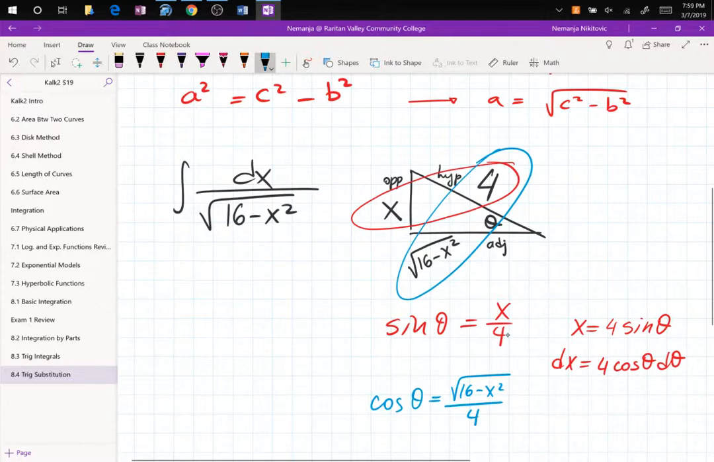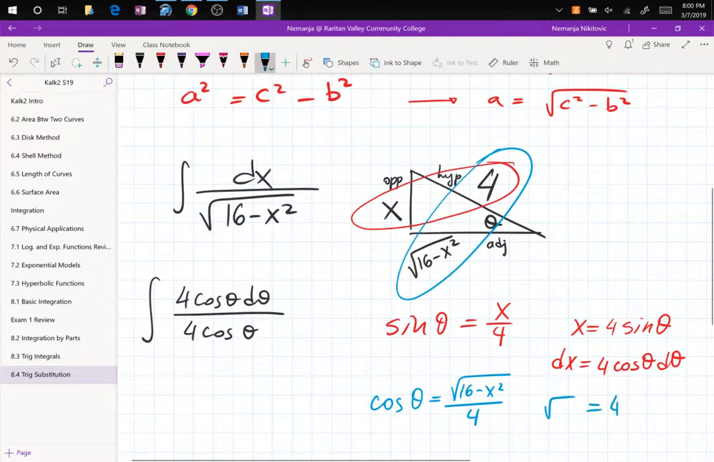Plug in! Integral, what's dx? 4 cosine theta d theta. What's the square root? The square root is 4 cosine theta, when you flip it. Oh, did I pick the nicest problem in the galaxy, right? 4 cancels 4, cosine cancels cosine. All I have to integrate is d theta, which is theta plus c.